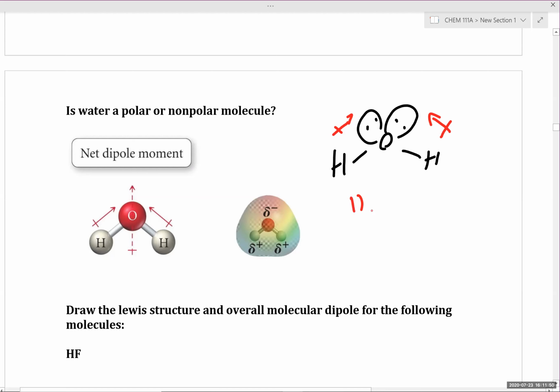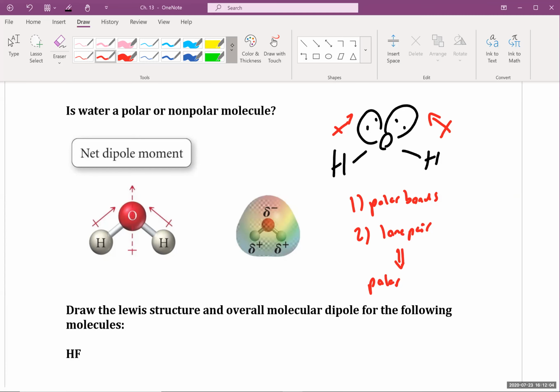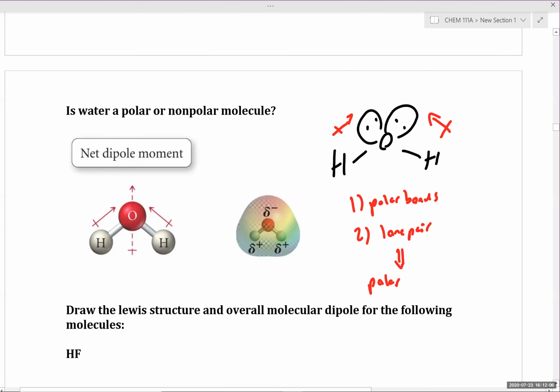So one, we have polar bonds. And two, oxygen has a lone pair. As a result, this molecule is polar. We can clearly see that if we add our dipoles together, we have a net dipole. So water is polar.